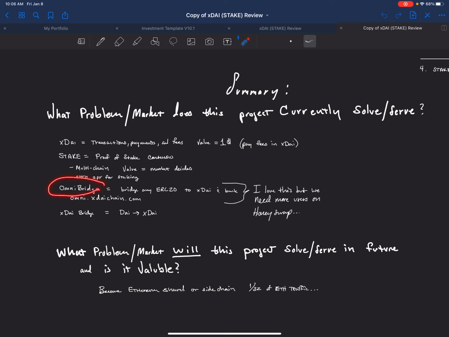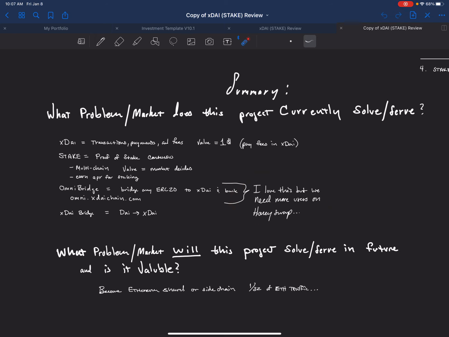But the Omni bridge, which is more interesting to me, allows you to bring any ERC20 over. And there's one dApp on top of this side chain called HoneySwap. It's like Uniswap, so for most people in crypto, you'll know what I'm talking about. It's a DEX on top of xDAI, and that is the major use case for now. But we do need more users on that HoneySwap.